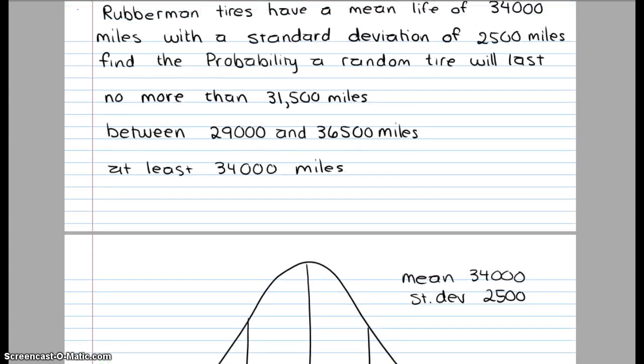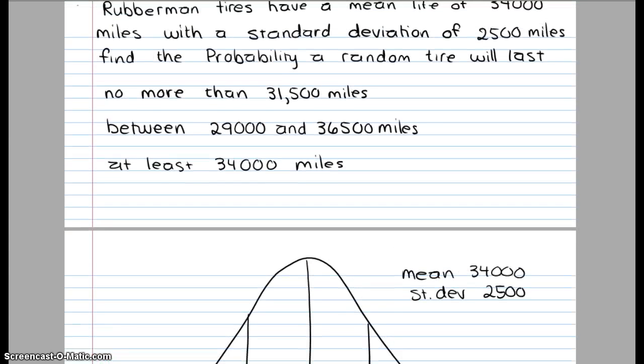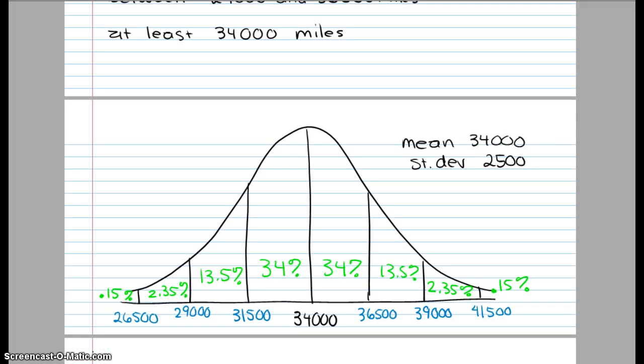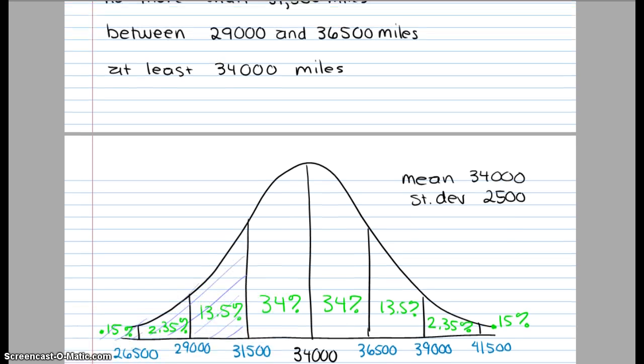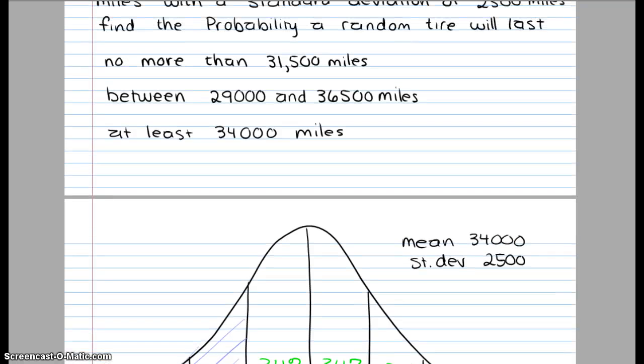So when they ask, what's the probability I buy a tire and it lasts no more than 31,500 miles, I want to know what percentage of tires lie in that space. And so I'm going to add the 0.15 plus 2.35 plus 13.5. And that's going to give me an answer of 16%. That's the chance I get a tire that's a dud and doesn't last any more than 31,500 miles.